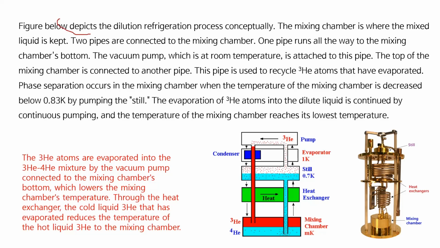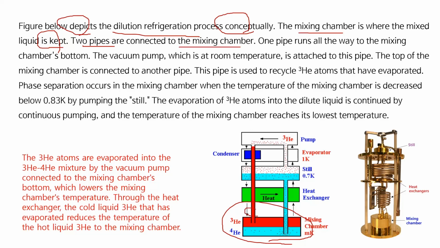The figure below depicts the dilute refrigeration process conceptually. The mixing chamber is where the mixed liquid is kept. Two pipes are connected to the mixing chamber. One pipe runs all the way to the mixing chamber's bottom. The vacuum pump, which is at room temperature, is attached to this pipe.